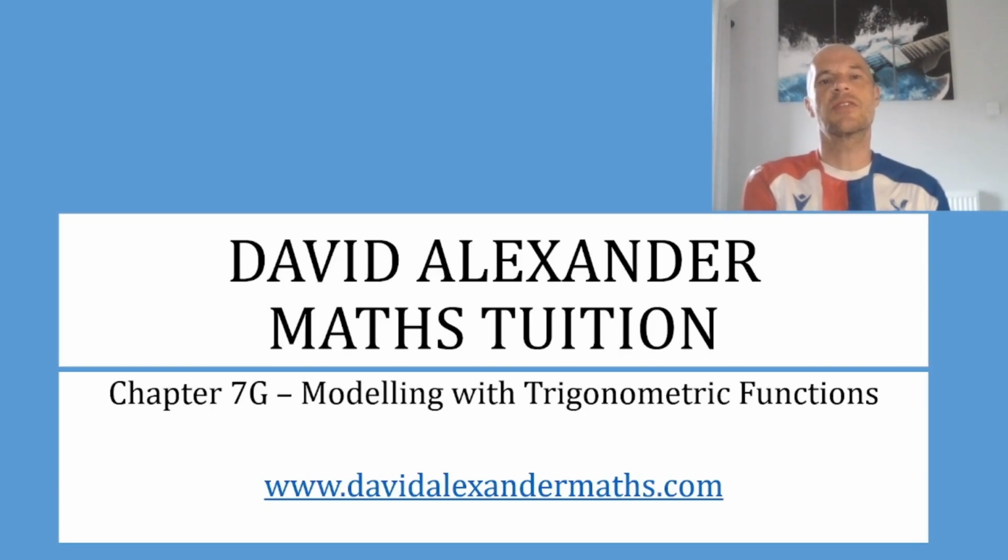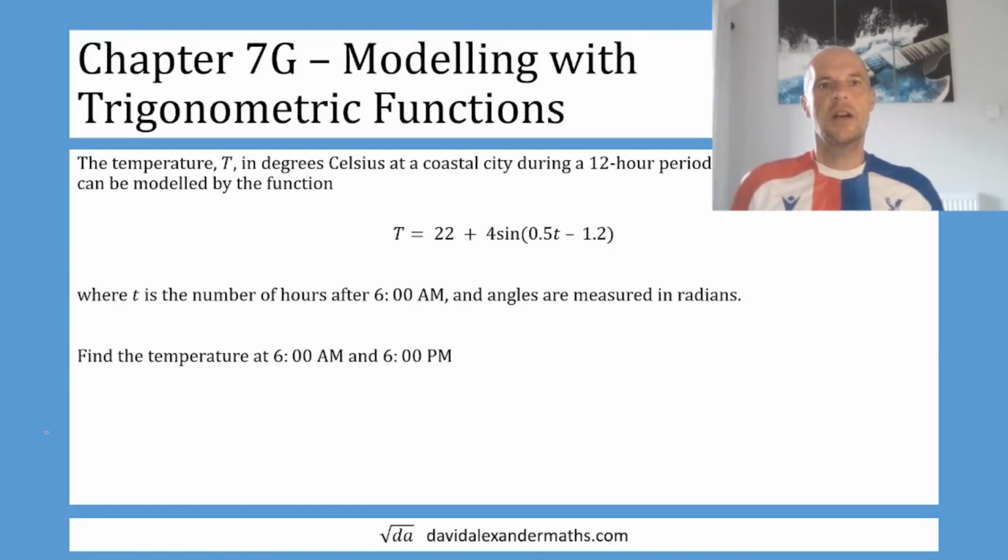This is chapter 7G, Modelling with Trigonometric Functions. Okay, so here's an example. The temperature T in degrees Celsius at a coastal city during a 12-hour period can be modelled by the function T is 22 plus 4 sine (0.5t minus 1.2), where t is the number of hours after 6 a.m. and angles are measured in radians. Find the temperature at 6 a.m. and 6 p.m. So we just need to be a little bit careful.